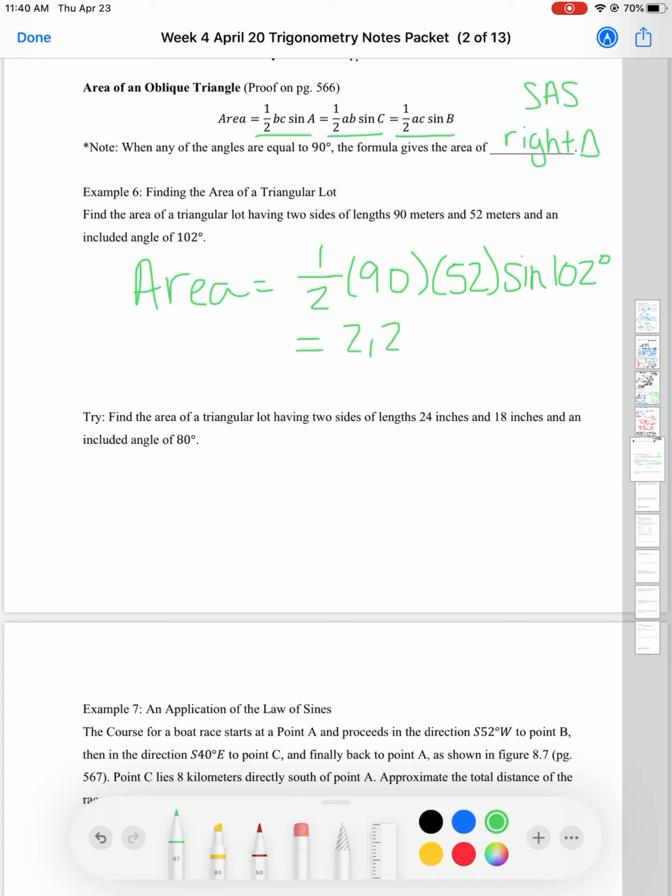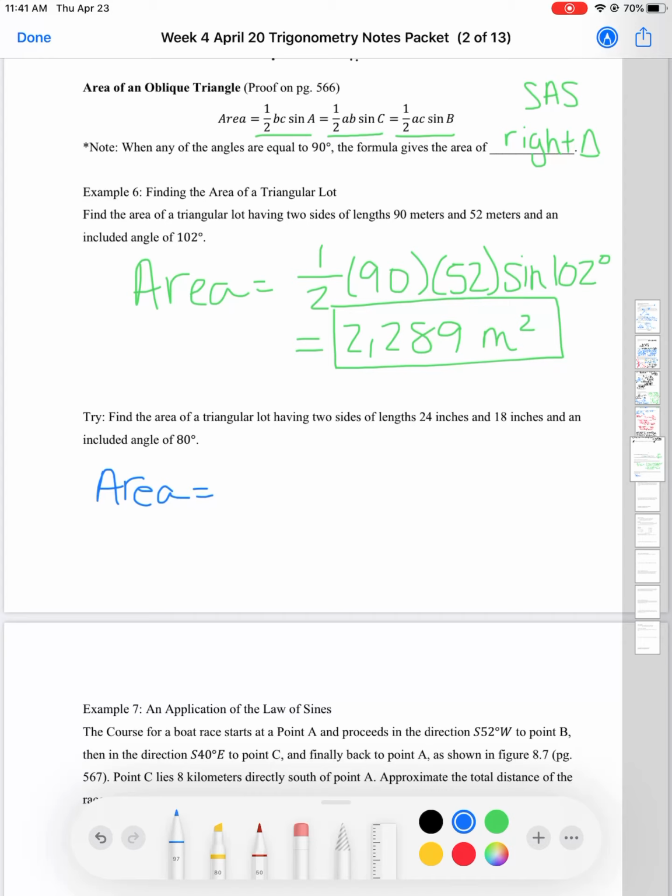Then you can just enter that on your calculator and you get 2,289. And since this is area, it's in square meters. I hope you pause me and try this one out for yourself.